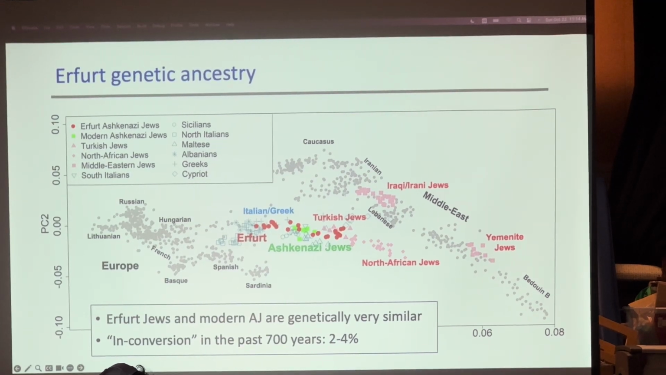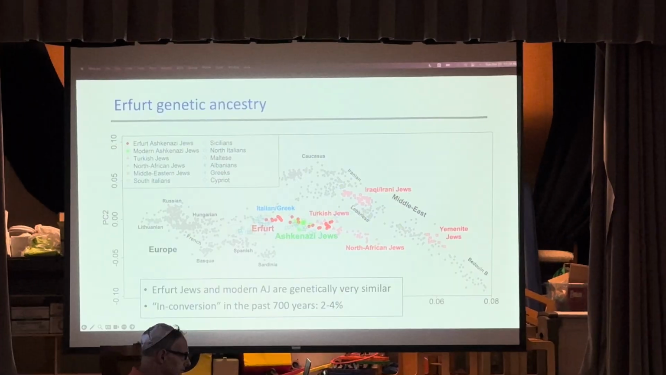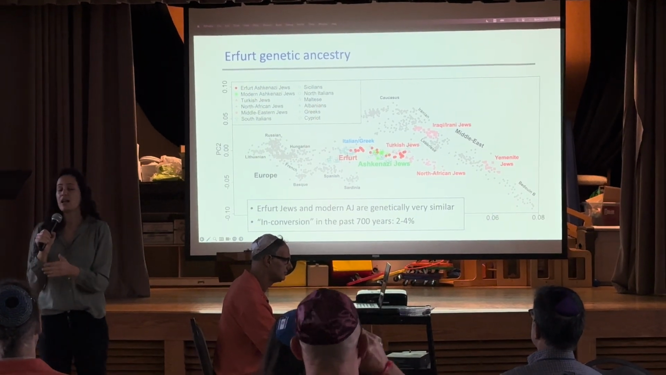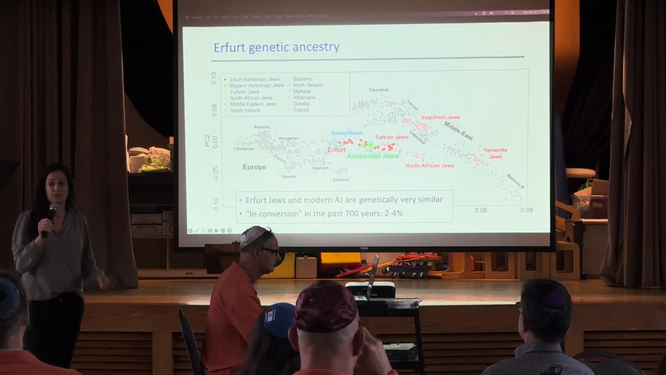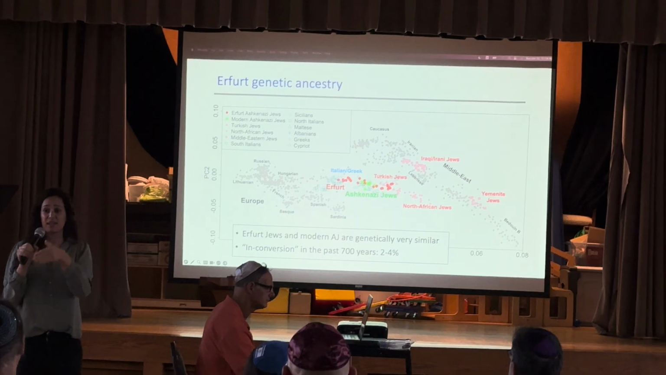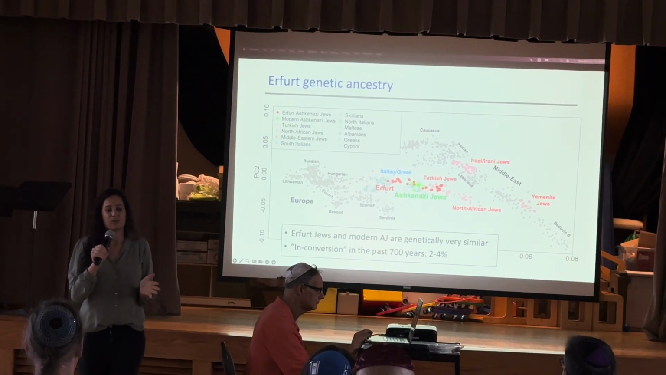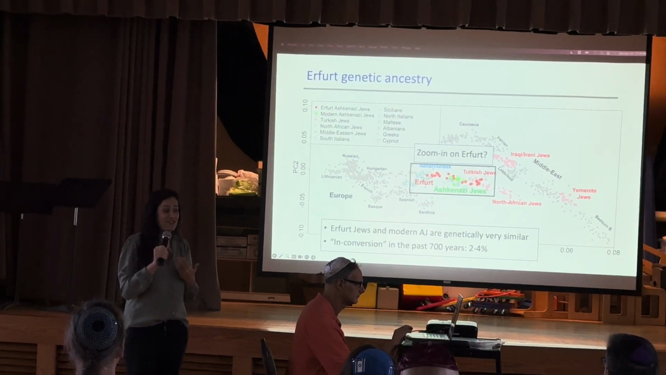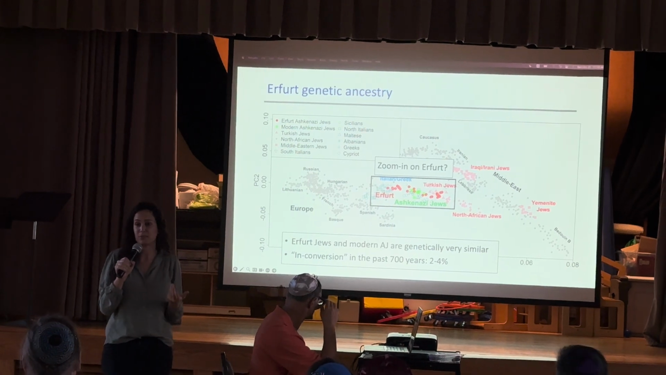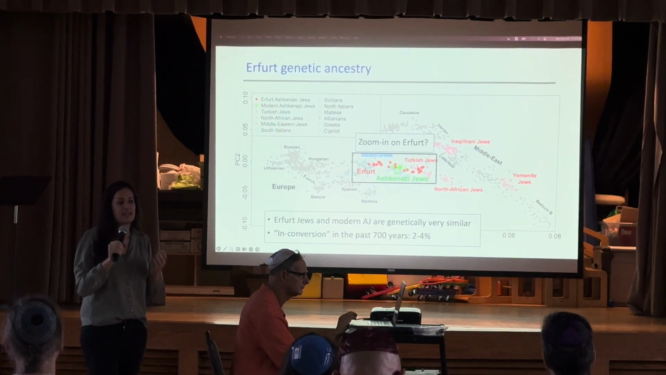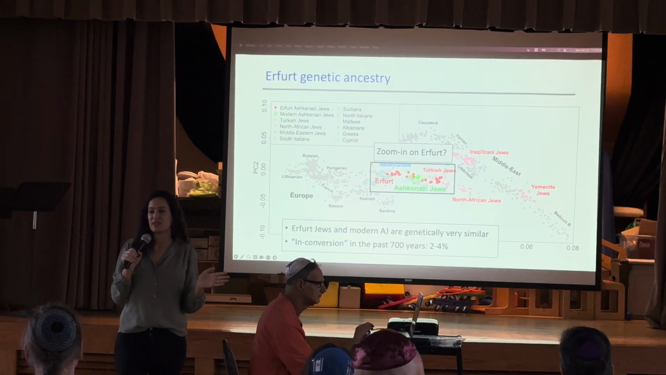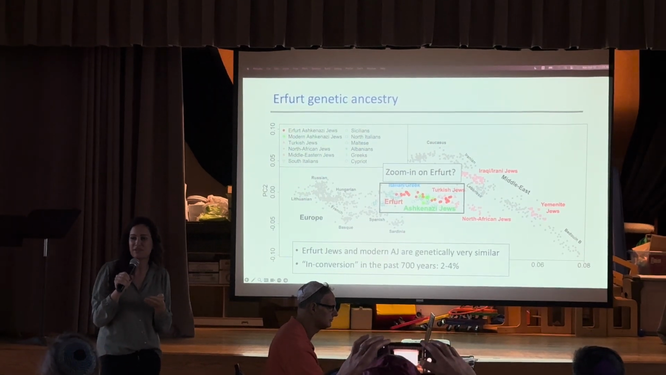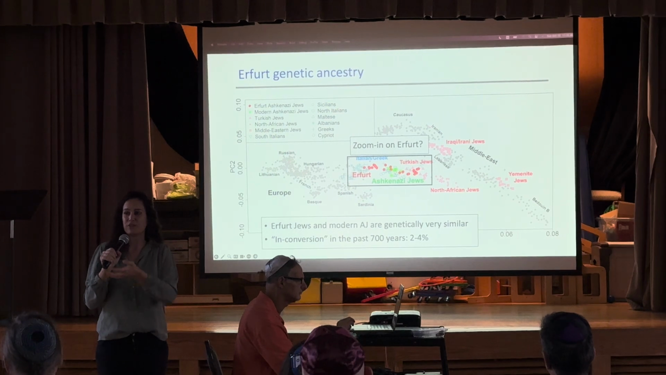And we did some simulations to understand what could be the maximal gene flow from non-Jewish populations into the Ashkenazi population since the time of Erfurt to today. We estimated a maximum of 2 to 4% gene flow from non-Jewish European populations into the Ashkenazi population in the past 700 years. So it's a very, very low level of gene flow from other populations. It represents a very high level of endogamy in this population in the past 700 years. It doesn't mean that Jews didn't intermarry with non-Jews. It means that Jews that married non-Jews probably were not buried in the Jewish cemetery or did not continue to be part of the Jewish community.